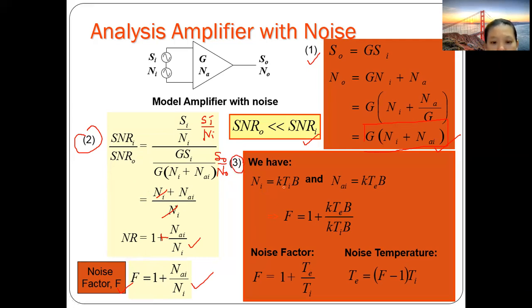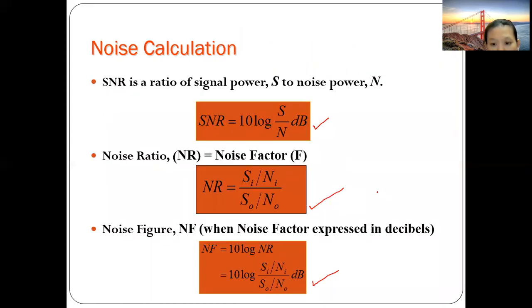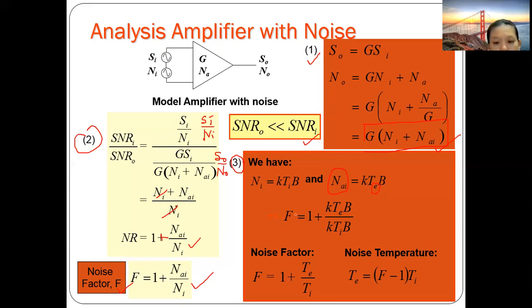Now we go to step number 3. We have NI equals KTIB. And for the NAI, the artificial noise source, we will have KTEB, where TE is the noise temperature. So we will have the formula F equals 1 plus NAI, so we substitute with KTEB, and NI we substitute with KTIB. Now we can cancel off the B and the K. So we will have the noise factor in another formula: F equals 1 plus TE divided by T in. And done for this one.